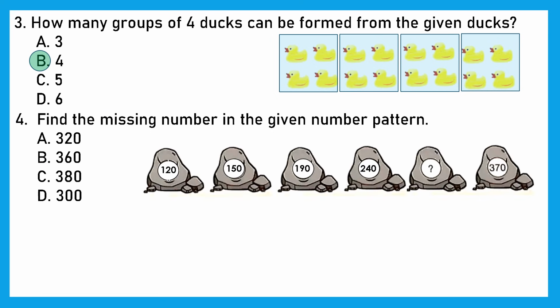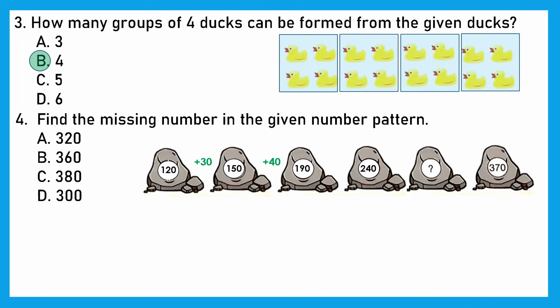Question 5. Find the missing number in the given pattern. Let's see the pattern. It has 120, then the second box has 150. So if we add 30 to 120, we'll get 150. That's right. From 150 to 190, if we add 40, then we are going to get 190. So 150 plus 40 is 190. So we are having an increase of 10 in each figure, right?